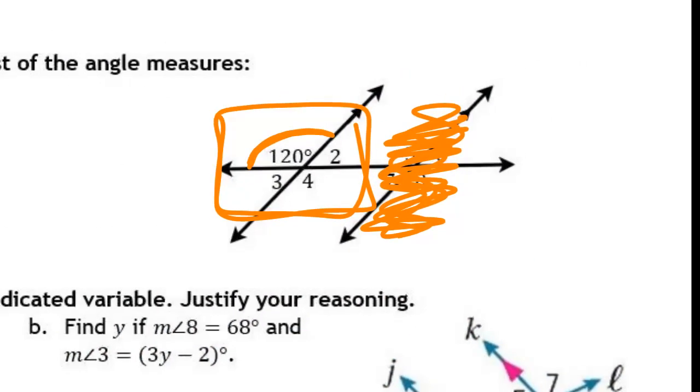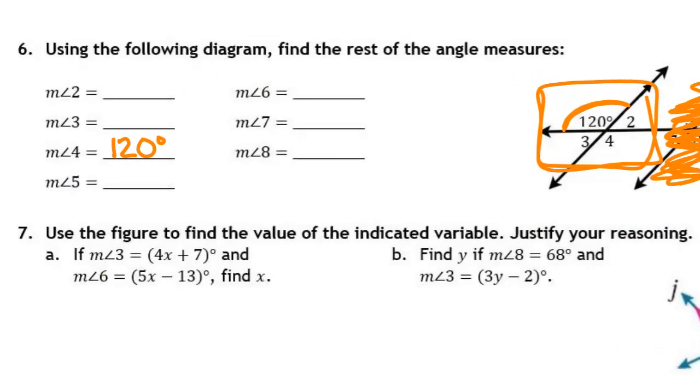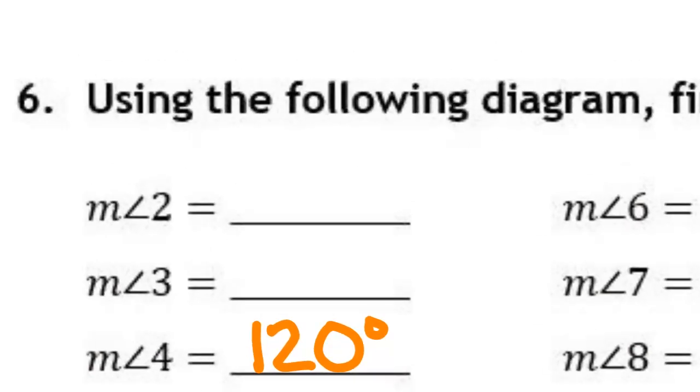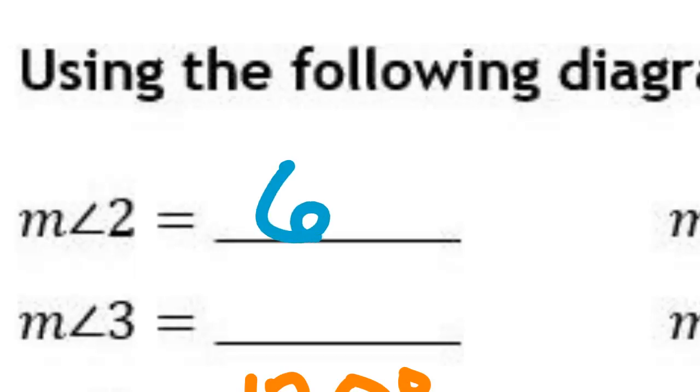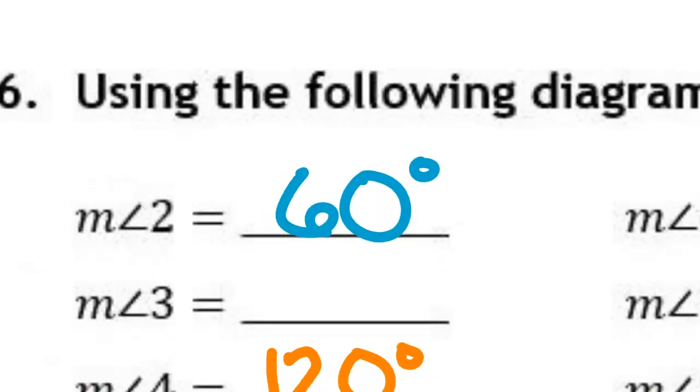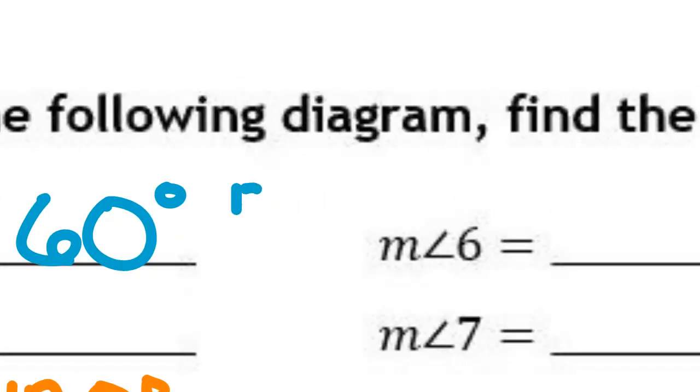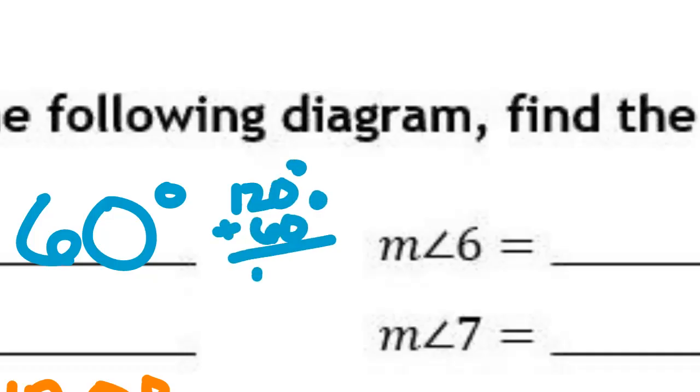What's the name for the special angle pair here between the 120 and angle 2? What do we call that? Linear pair. And what do we know about linear pair angles? They add up to 180. So 120 plus what would give me 180? 60. So angle 2 is 60 degrees. 120 plus 60 equals 180.